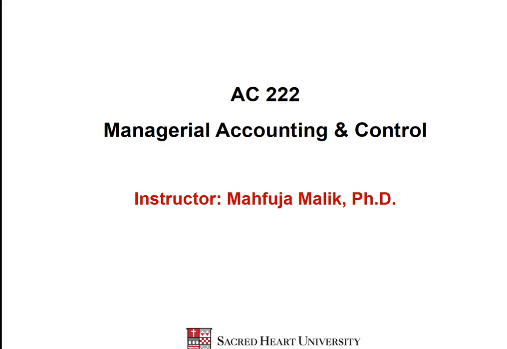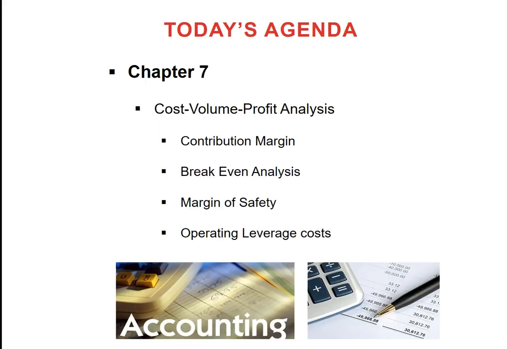Welcome back to SC 222 Managerial Accounting and Control course. This week we will learn chapter 7, and in this chapter you will learn CVP analysis. CVP stands for cost, volume and profit analysis, and you will learn a few terminologies in this chapter.